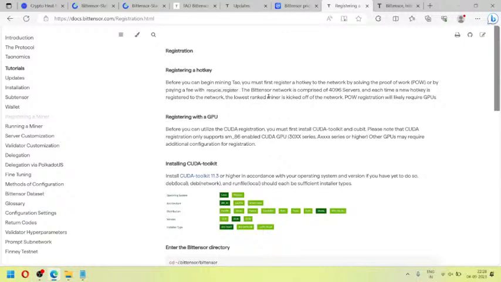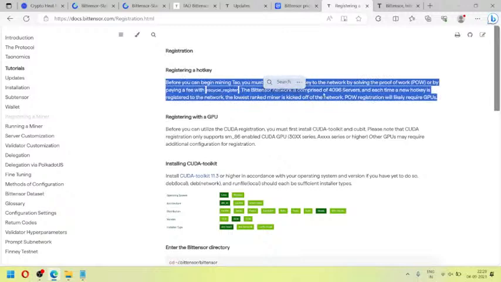With recycle register, the Bittensor network comprises 4096 servers, and each time a new hotkey is registered to the network, the lowest ranked miner is kicked off the network. PoW, proof of work registration, will likely require GPUs. It means if you are interested to be a miner, you can register here.